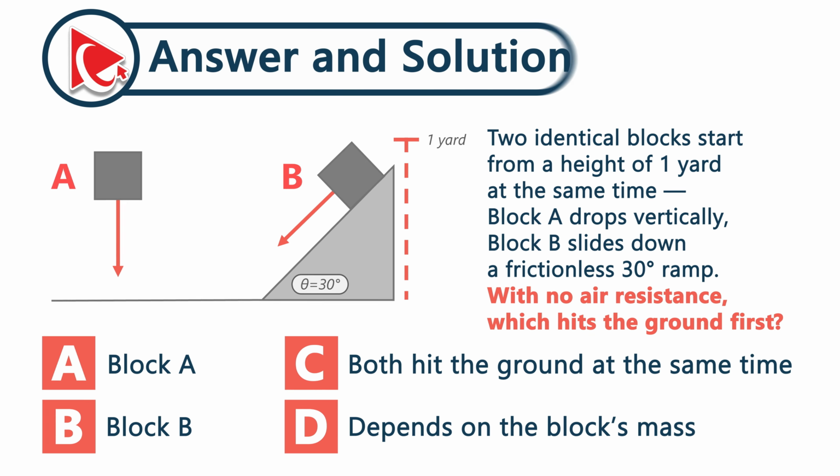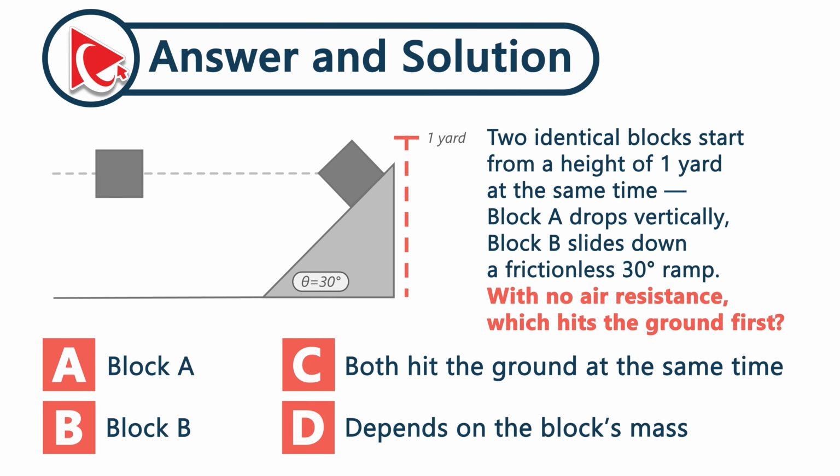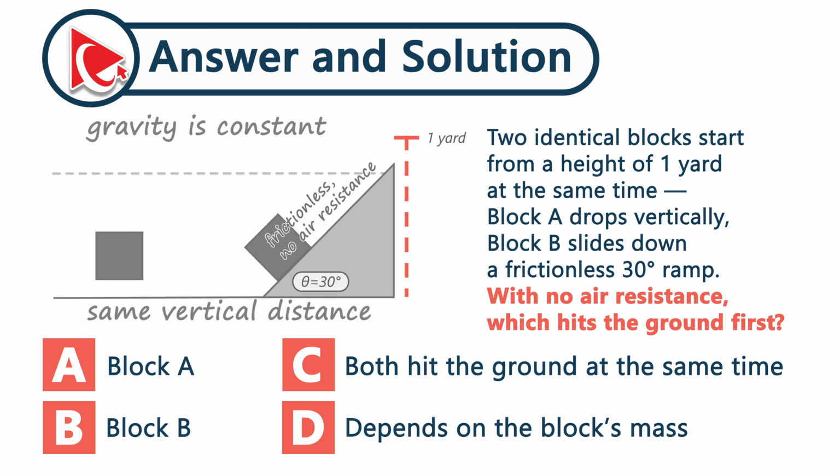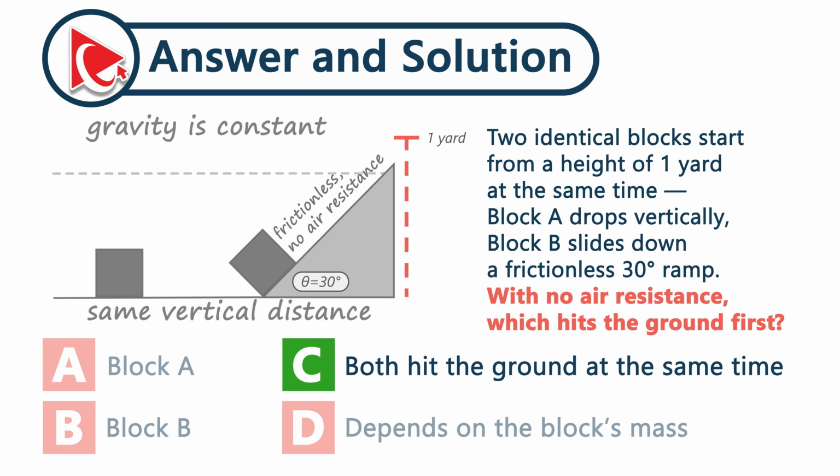Let's break it down. Both blocks start at the same height and are only affected by gravity. Since they fall the same vertical distance and gravity is constant, they take the same amount of time to reach the bottom. What's important here is that the ramp alters the path of one block, but because it's frictionless and there is no air resistance, it doesn't affect the time for the vertical descent. And the correct answer here is choice C.